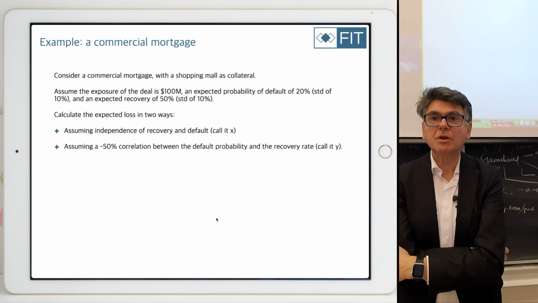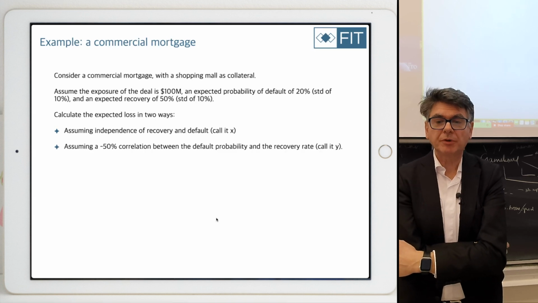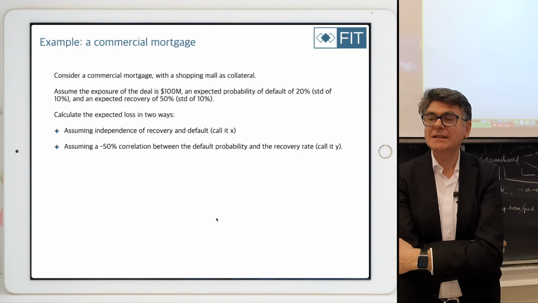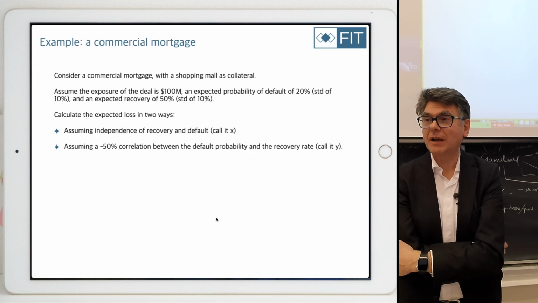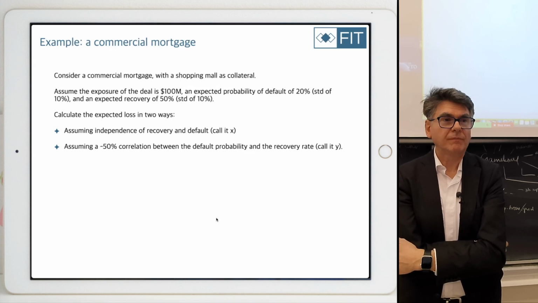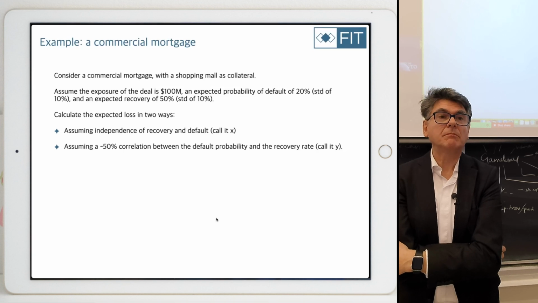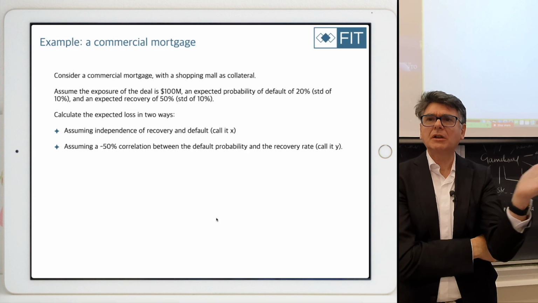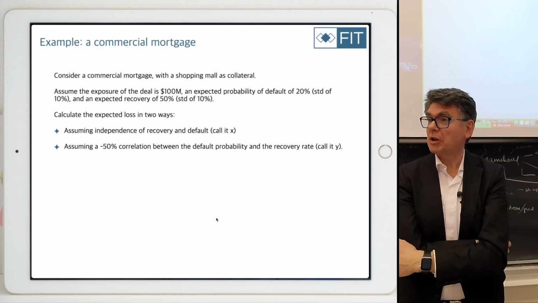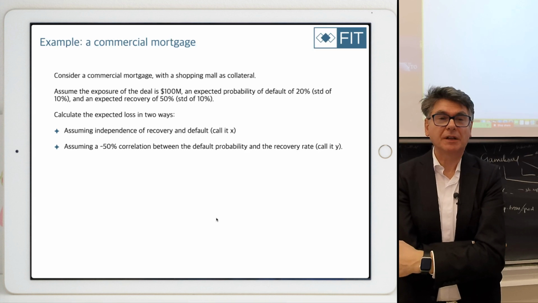And now you're going to assume a negative 50% correlation between the default probability and the recovery rate. We call it Y. Notice that this is exactly what I told you describes commercial mortgages. If the default probability goes high, the recovery rate goes down, right? And if the probability of default goes down, you're in good shape. You maintain your building. That collateral is worth a lot of money. You take good care of it. That's the way to model that.